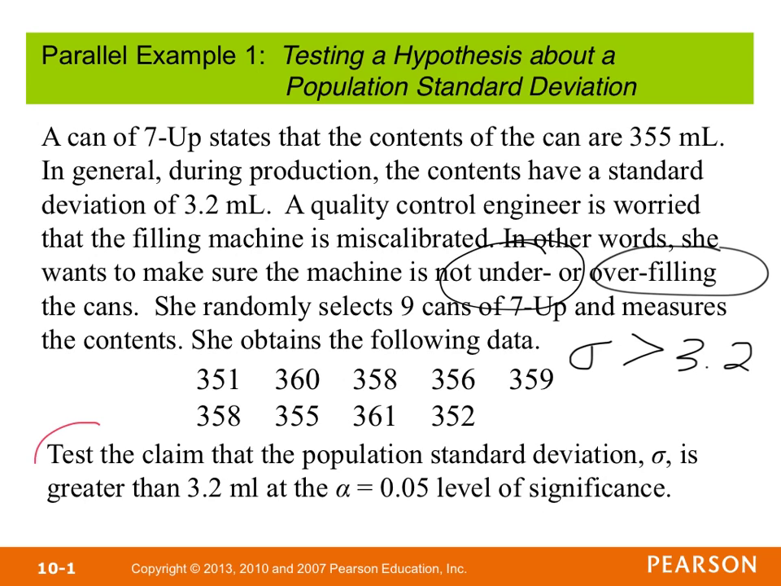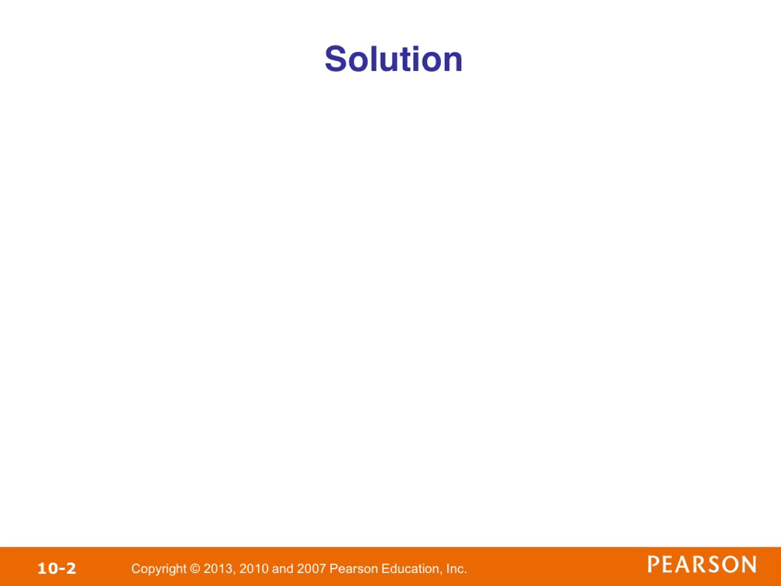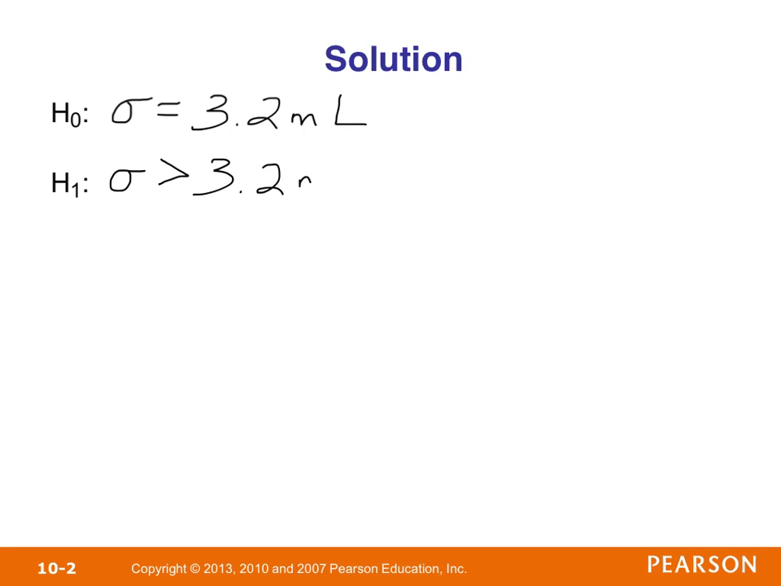So we're going to test the claim that the population standard deviation, sigma, is greater than the 3.2 milliliters that it should be. So in other words, the null hypothesis is that sigma is equal to the 3.2 milliliters that it should be. The operating assumption would be the machine is properly calibrated. And the alternative is the claim that the machine is miscalibrated, which would be that the standard deviation is higher than the 3.2 milliliters it should be.